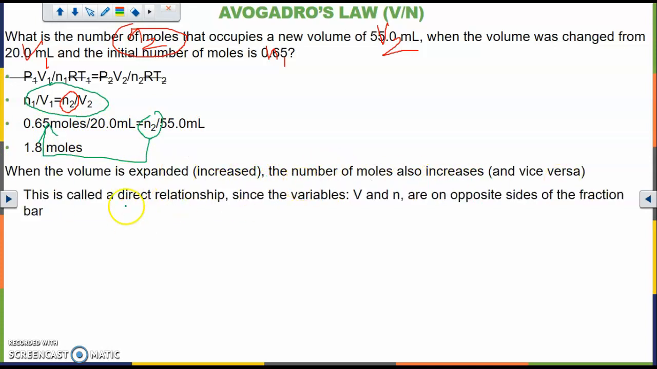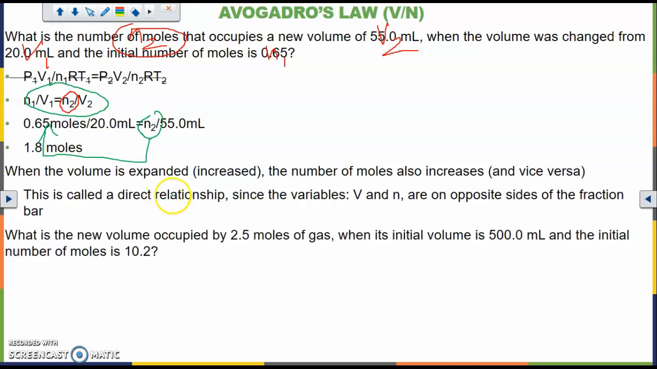And again, the reason is because they are on opposite sides of the fraction bar. N is in the numerator and V is in the denominator in this case. And so that is always a direct relationship. Okay, so new problem. What is the new volume occupied by 2.5 moles of gas? All right, so this is N1. Okay, it's actually not N1. It's actually N2, my bad, because it says initial volume. This is V1 and the initial number of moles, so that means it's N1.